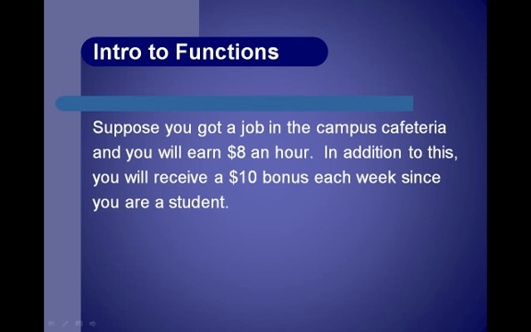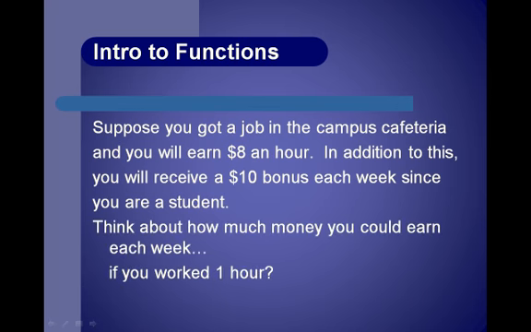Intro to Functions. Suppose you got a job in the campus cafeteria and you will earn $8 an hour. In addition to this, you will receive a $10 bonus each week since you are a student. Think about how much money you could earn each week. If you worked 1 hour, then you would earn $10 for your bonus and $8 for the 1 hour, which would be $18 for that hour.